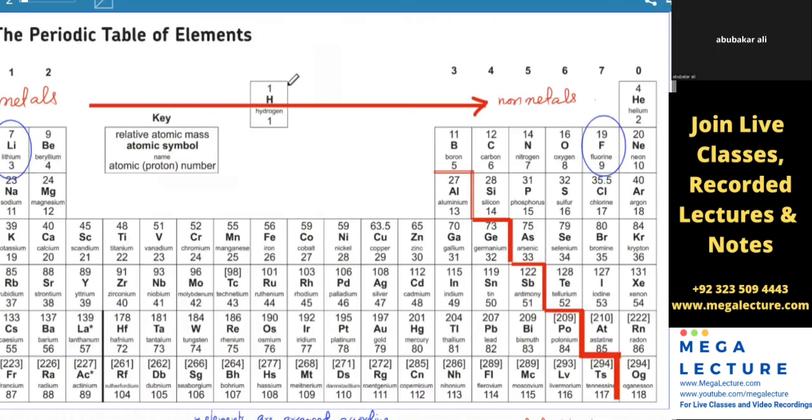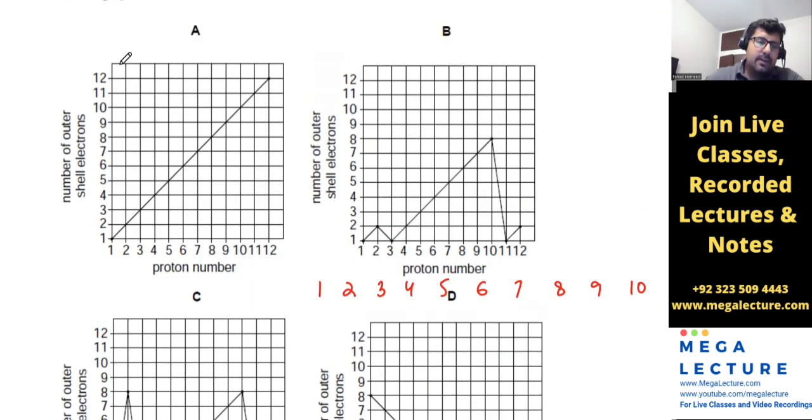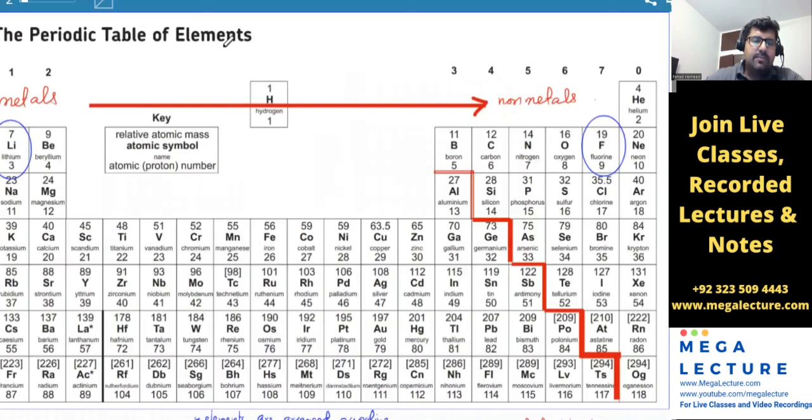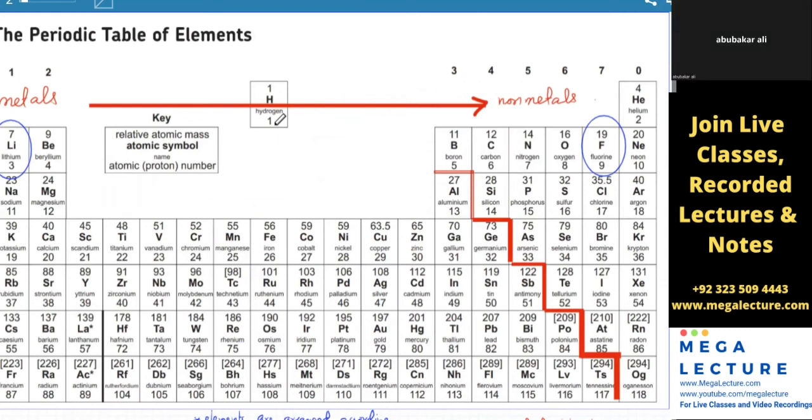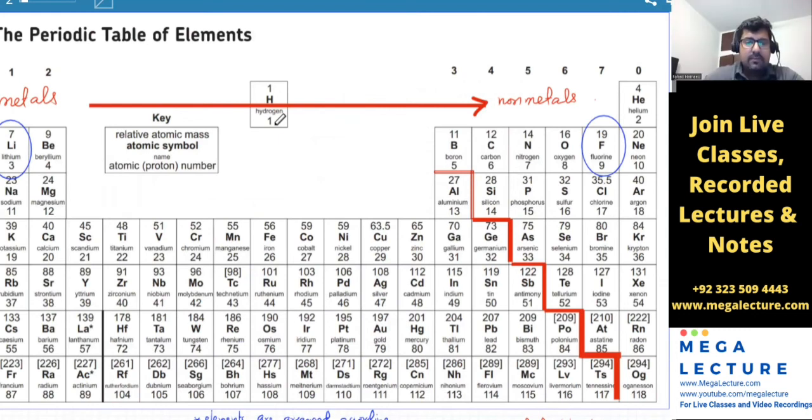Sir, can you please show the question? Okay. Look at the graph. This is the graph he's looking for: number of outer shell electrons against the proton number of the element. If the element has 1 proton, how many outer shell electrons will it have? 1 proton is hydrogen. Sir, it will have 1. It's only 1, right? There's nothing else, so that's 1.